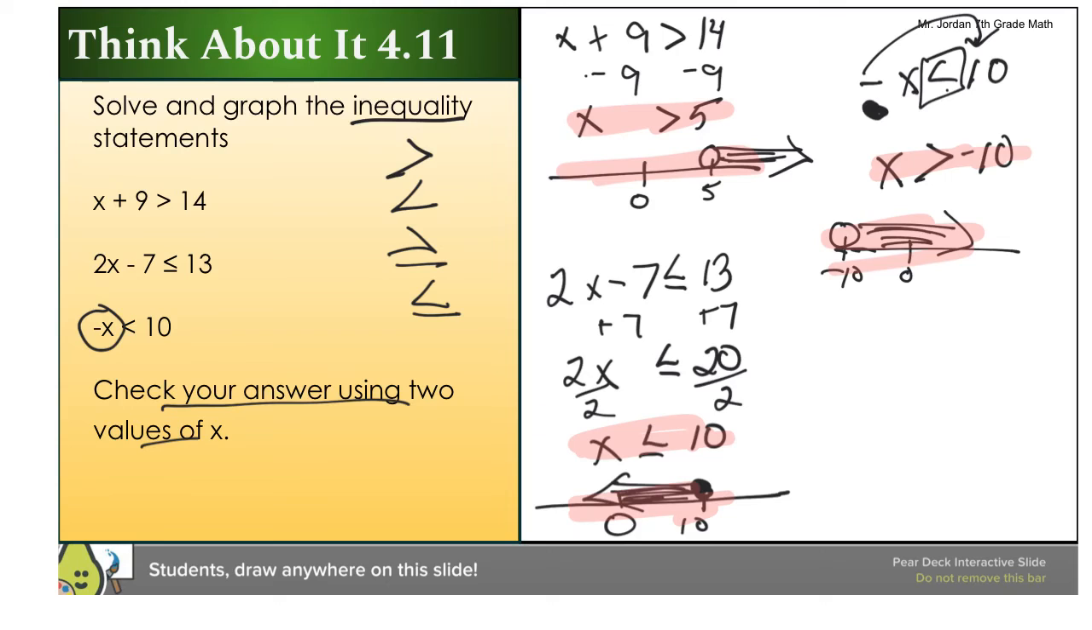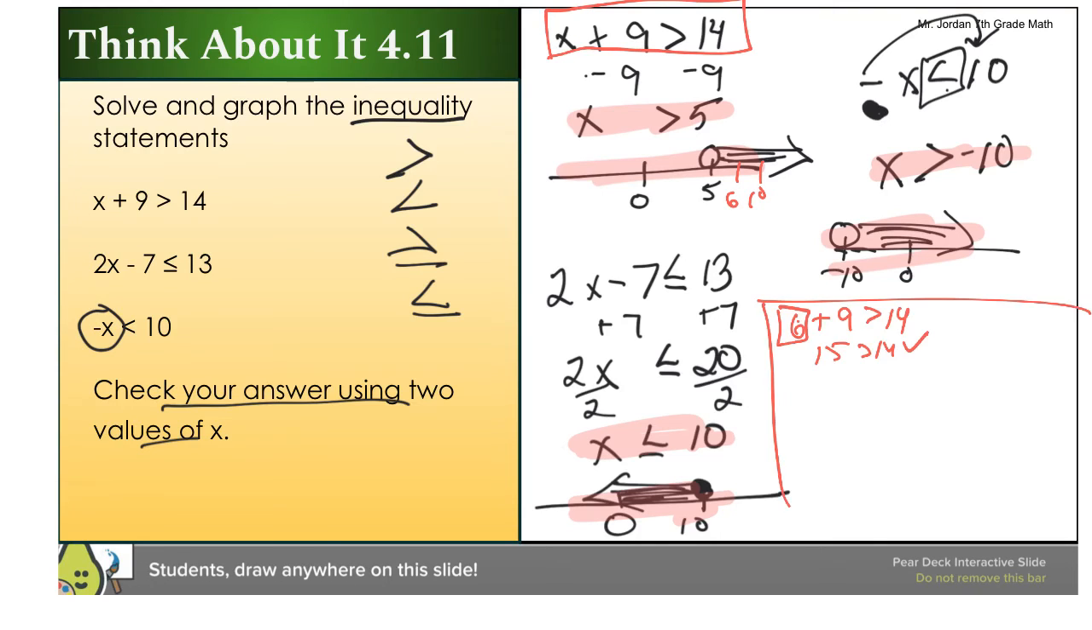So if I test my answers, now testing the answers, I'm going to take two numbers on the line. So two numbers that are above this, 6, just say 10. You can choose any two random numbers. I'm going to plug it into my original equation. I have x plus 9 is larger than 14. If I put in 6, 6 plus 9 makes 15. 15 is larger than 14, so that would be correct. And I could say 10 plus 9 is 19, which is larger than 14. So this question is correct.